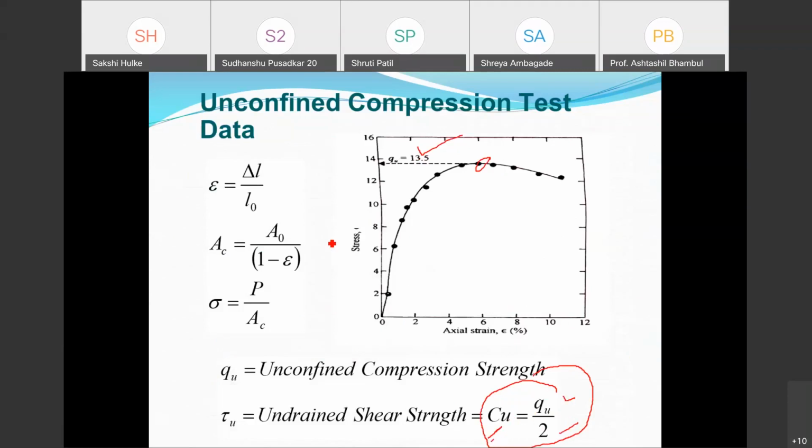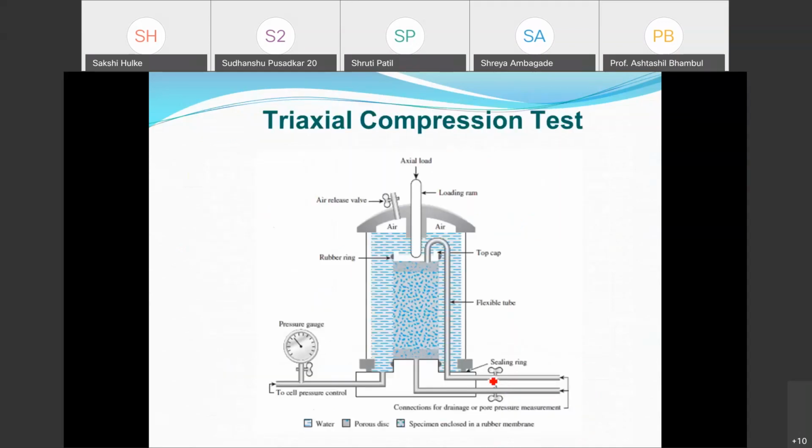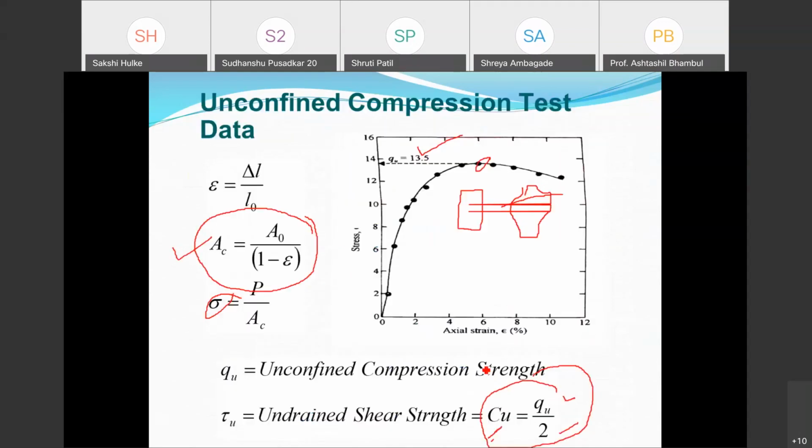The only thing you have to apply here is the area correction while calculating the stress. When I apply the load to the initial sample, the soil's volume increases and the cross section area of the soil sample increases. When the cross section area increases, the stress should be reduced. So I have to find the corrected area and corrected sigma, and then only plot it, and then I get the qu value. So this was a simple unconfined compression test.